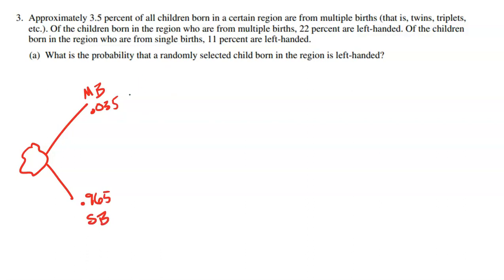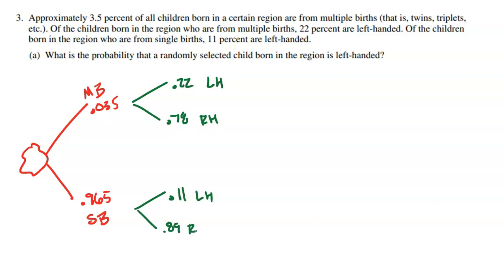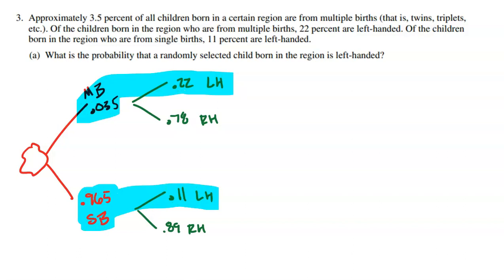Now, of those kids born in a multiple birth, there is a 22% chance that they are left-handed, which means there's a 78% chance they are right-handed, which I guess would be the opposite of left-handed. Of those born in a single birth, 11% chance they are left-handed, which would mean 89% chance they are right-handed. So again, we see that 2 branches lead to being left-handed. Left-handed coming from a multiple birth, left-handed coming from a single birth. So all I have to do is multiply to figure out each of those branches and then add them together, because only one of them can happen.